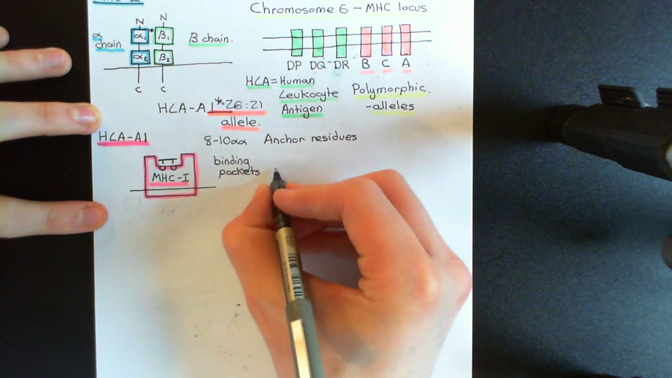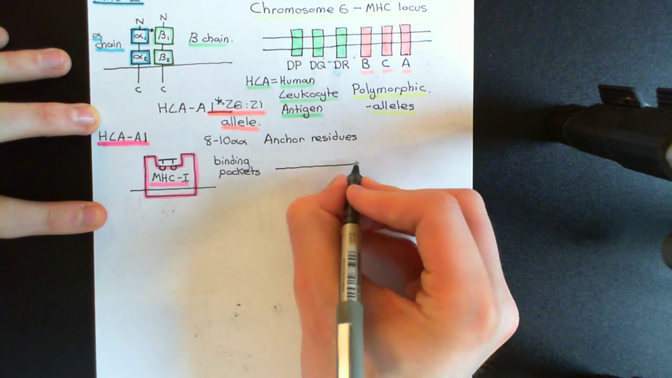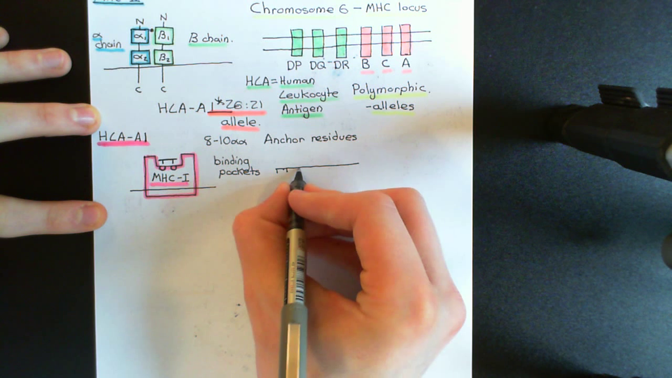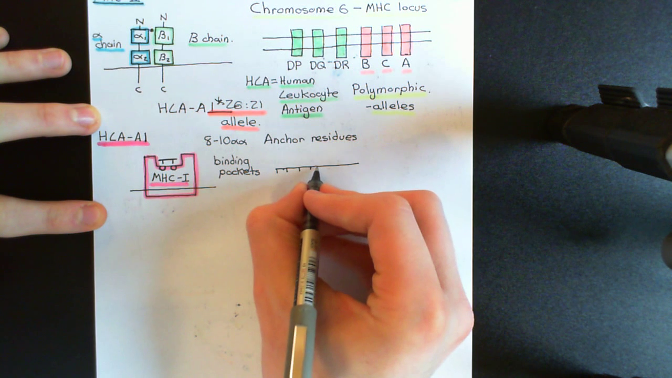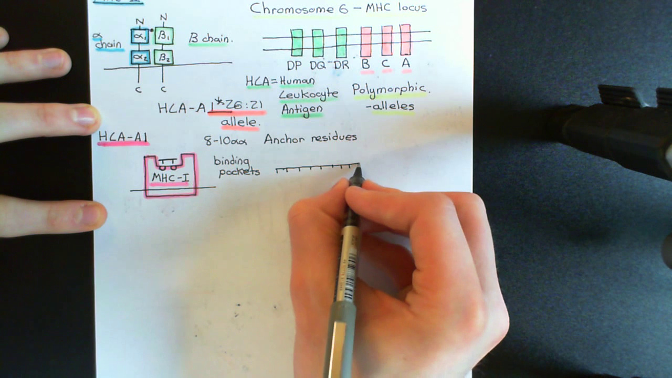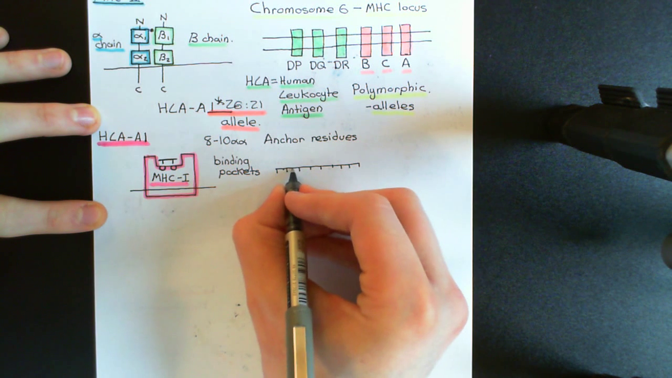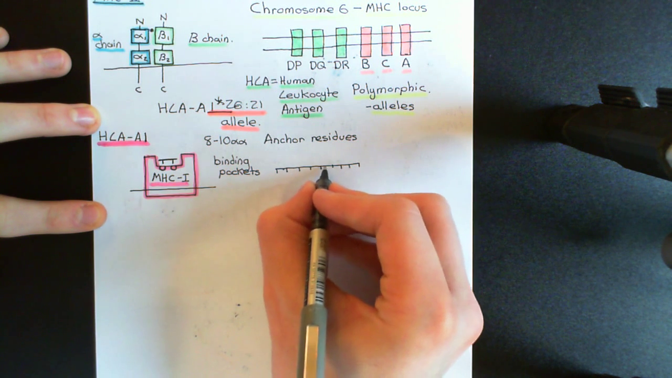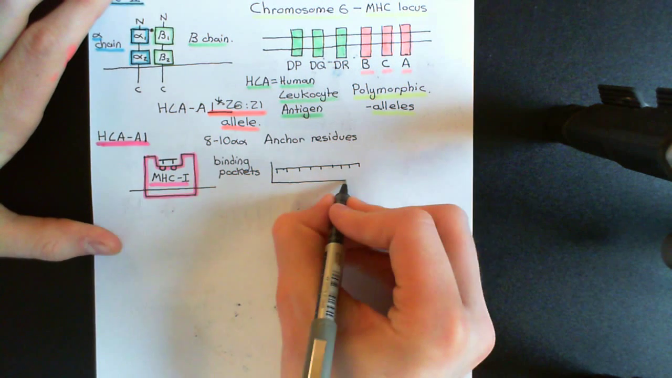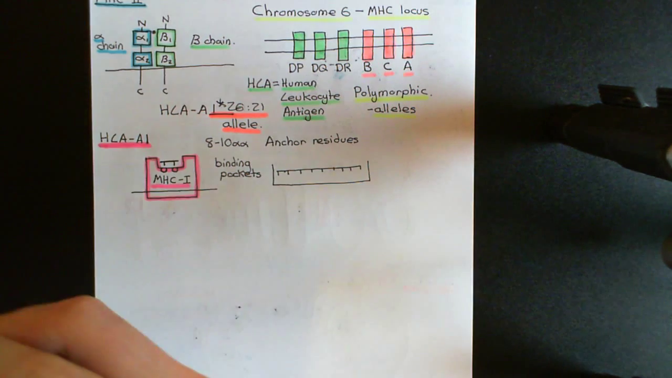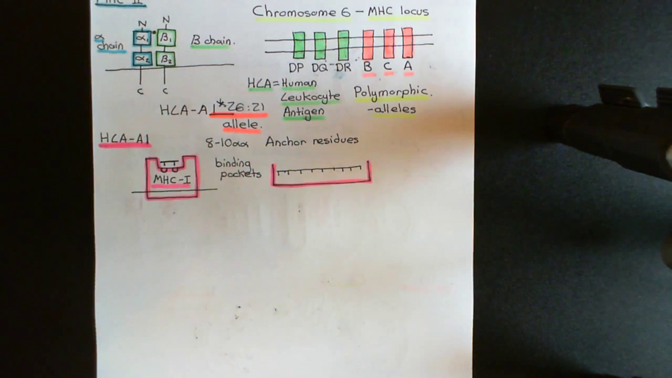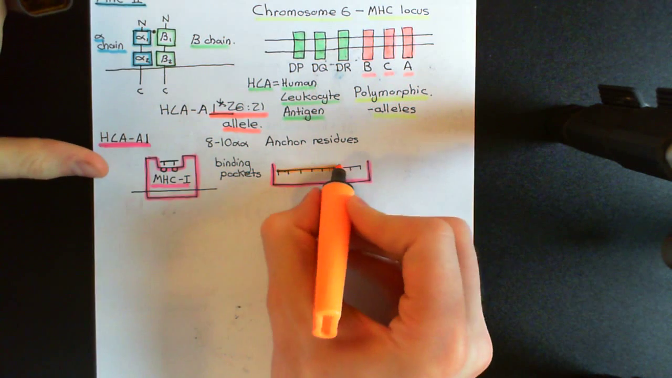So let's just say that we're going to bind a peptide of length 8 amino acids in here. So let's just divide this up into 8. So 1, 2, 3, 4, 5, 6, 7, 8. Okay, so here are the 8 amino acids. So this is one amino acid, this is another, third, fourth, fifth, sixth, seventh, eighth. And this is now sitting in our peptide binding groove here. I'll just colour this in, so we'll have our peptide binding groove here. Okay, and here's our little peptide here.